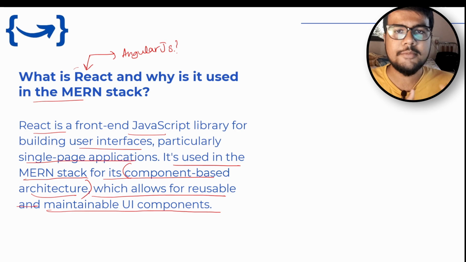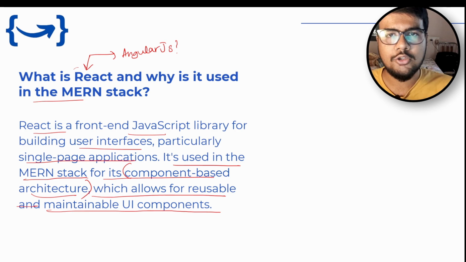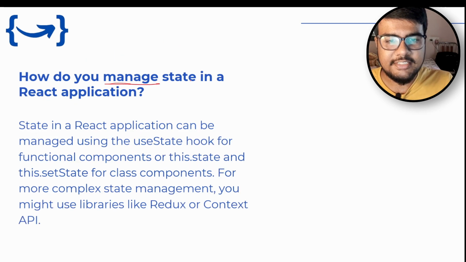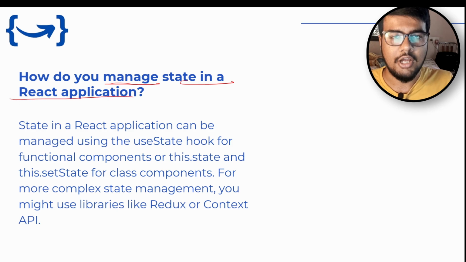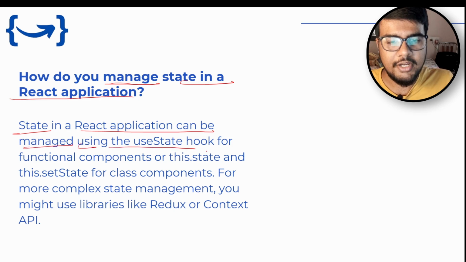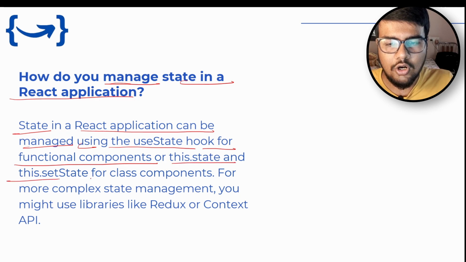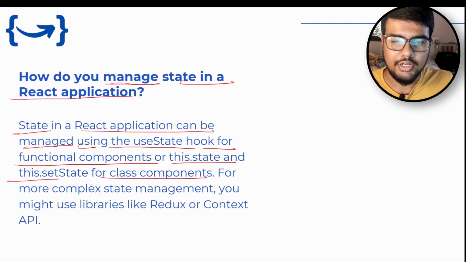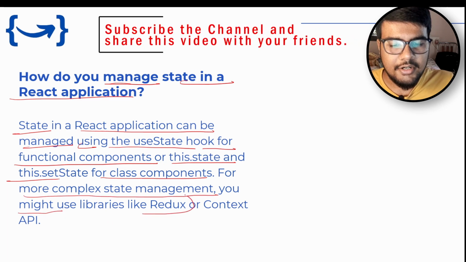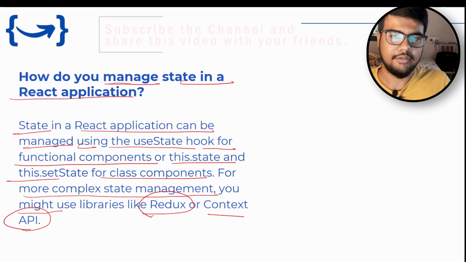What is the significant difference between React and Angular? What job does React do that Angular won't? So you should have a particular response over it. How do you manage state in a React application? State in a React application can be managed using the useState hook for the functional component or this.state and this.setState for class component. For more complex state management, you might use libraries like Redux or Context API.